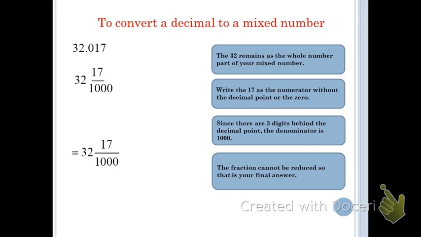32.017. The 32 remains as the whole number part of your mixed number. Write the 17 as the numerator without the decimal point or the 0. Since there are 3 digits behind the decimal point, the denominator is 1000. The fraction cannot be reduced, so that is your final answer, 32 17 thousandths.